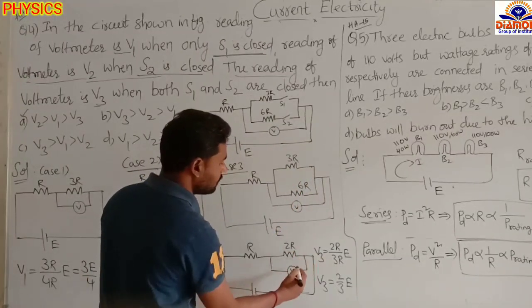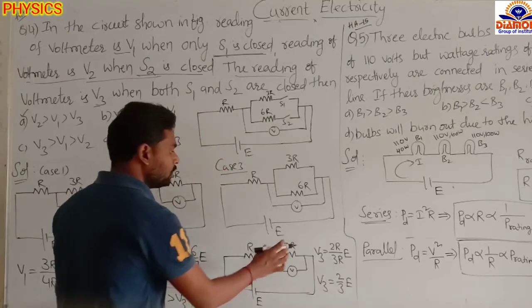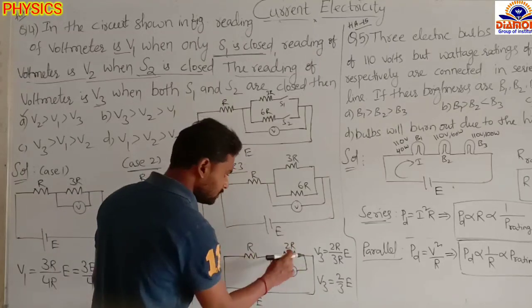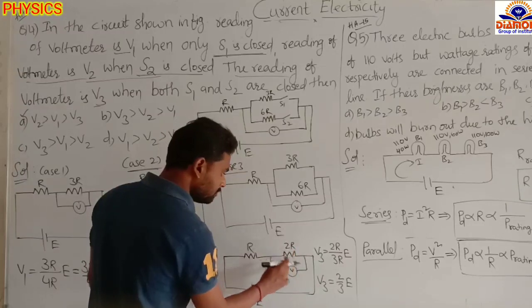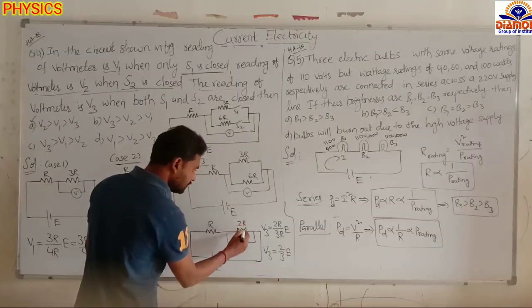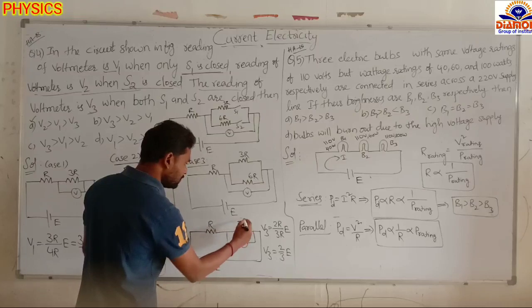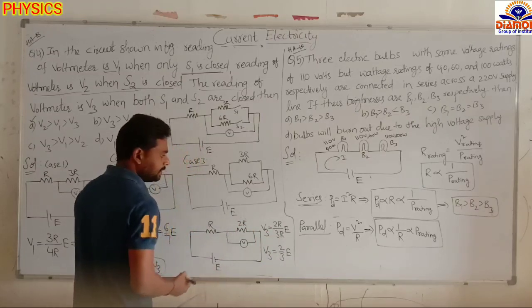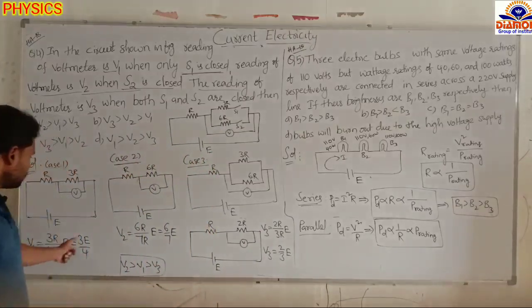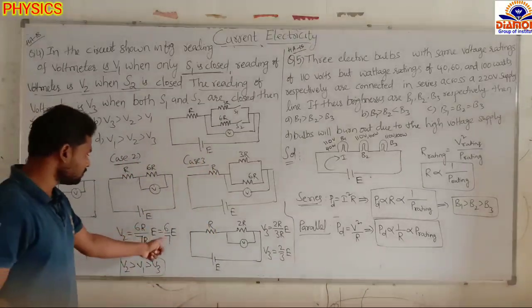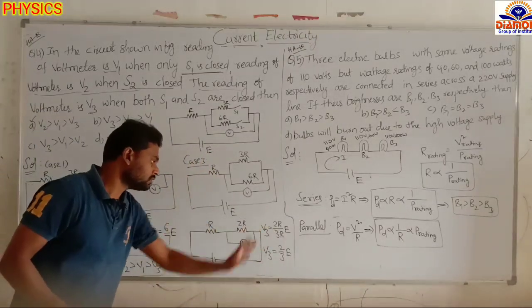So the voltage across that one we have to find. The voltage across that one is nothing but the voltage of this one by total resistance. Resistance here 2R by total resistance R plus 2R, 3R, into supply E. So we will get 2 by 3 E. So V1 is 3 by 4 E, V2 is 6 by 7 E, V3 is 2 by 3 E.